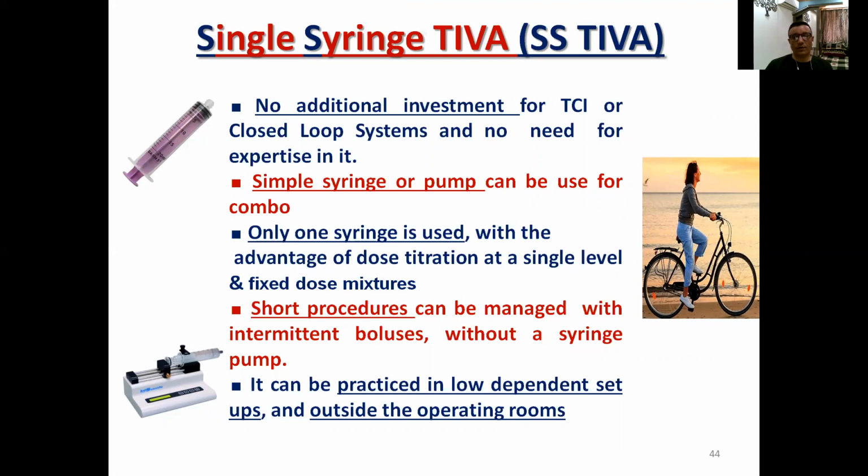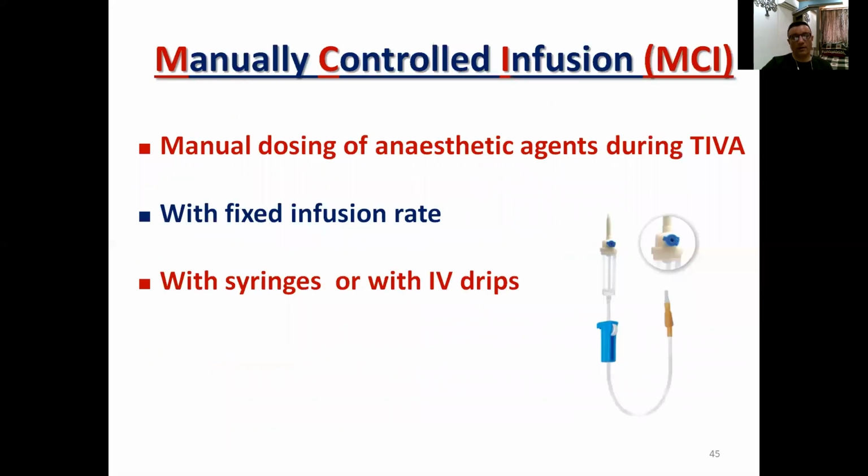No additional investment for TCI or closed loop systems, or need for expertise in it. A simple syringe or pump can be used for the combo with multiple drugs. Only one syringe is used, with the advantage of dose titration at a single level and a fixed dose mixture. In short procedures, it can be managed with intermittent bolus without a syringe pump, and it can be practiced in SNORA, in low dependency setups like that.